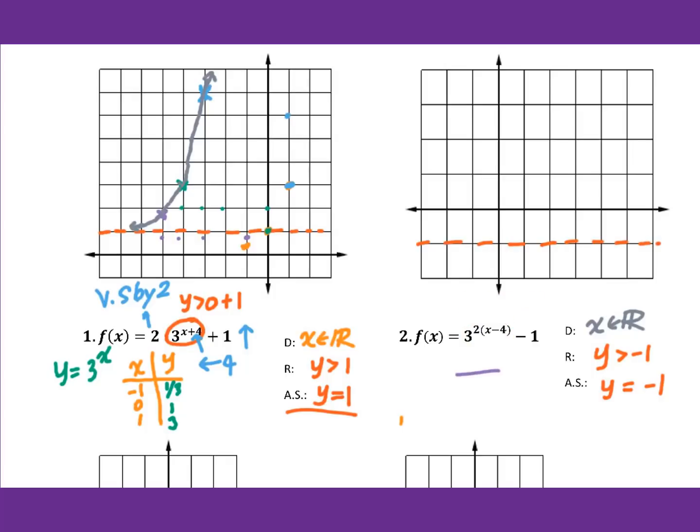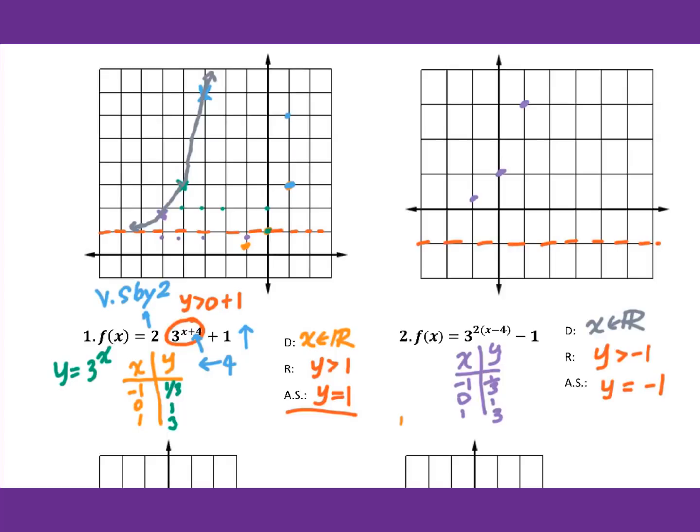Then we get the parent function. This is x, here's y. Negative 1, 0, 1. 1 over 3, 1, then 3. So we get negative 1, 1 over 3. That's here. 0, 1 here. 1, 3. That will be here.